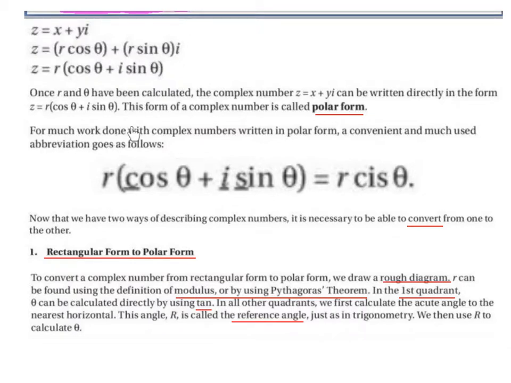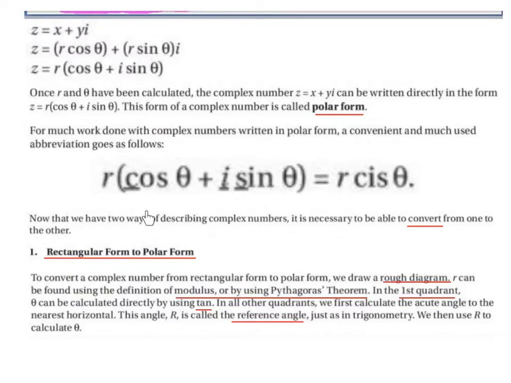For much work done with complex numbers written in polar form, a convenient and much used abbreviation goes as follows. So r cos theta plus i sine theta can be shortened to r cis theta. So cis, c standing for cos, is standing for i sine. So r cis theta. This is very important to learn off, and it's going to come up a lot.